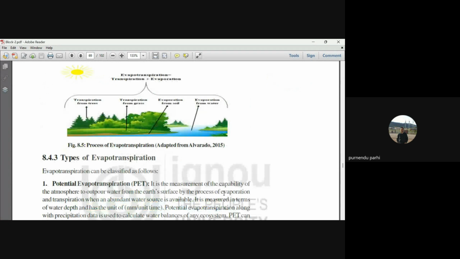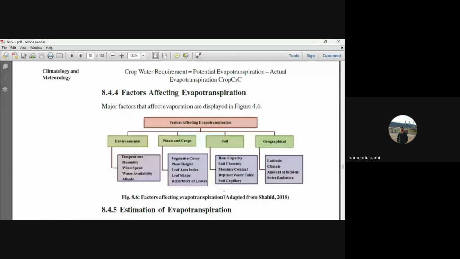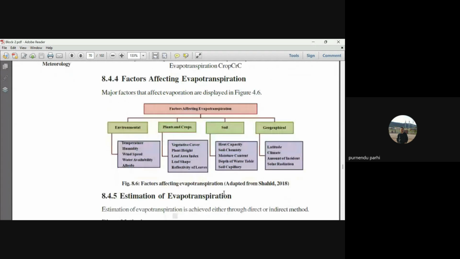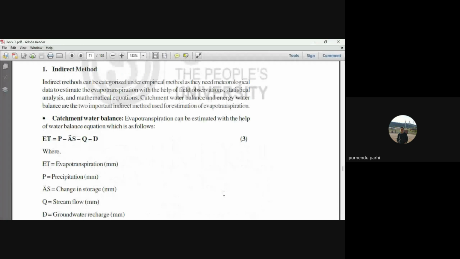Types of evapotranspiration: potential evapotranspiration, that is the PET, and actual evapotranspiration. Then the factors affecting evapotranspiration: environmental factors, plant and crops, soil, and geographical. Environmental factors are temperature, humidity, wind speed, water availability. The plant and crops factors are vegetative cover, plant height, leaf area index, leaf shape, reflectivity of leaves. Soil factors are heat capacity, soil chemistry, moisture content, depth of water table, soil capillary. Then the geographical factors, that is the latitude, climate, amount of incident solar radiation. So you can read these different factors given here.